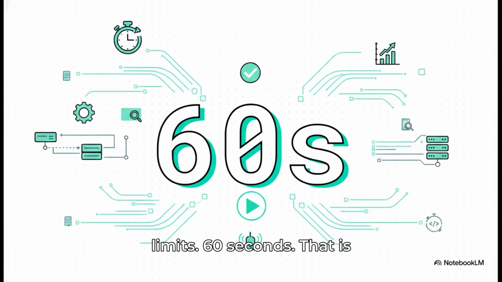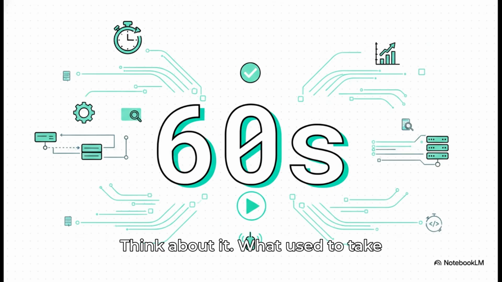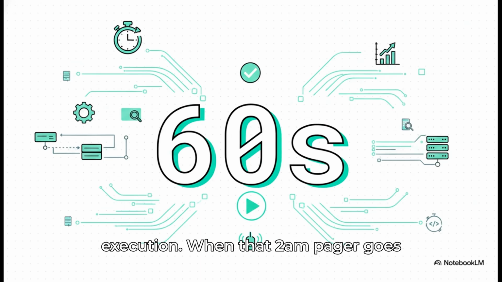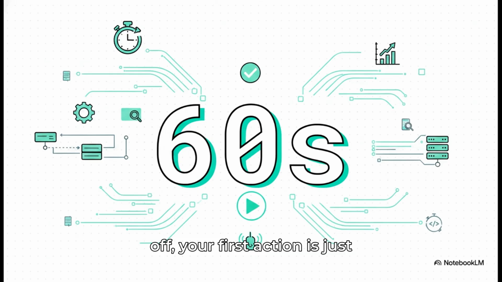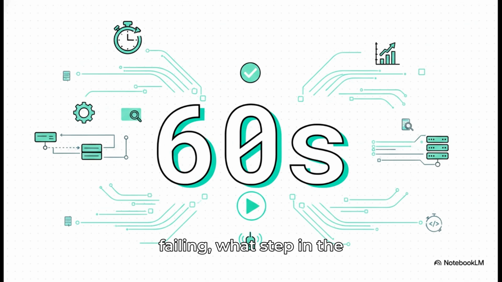60 seconds. That is the immense efficiency gained here. Think about it. What used to take panicked minutes of manual clicking, copy-pasting, and squinting at cryptic error logs now takes under a minute of automated execution. When that 2 a.m. pager goes off, your first action is just running this exact suite. Within 60 seconds, you know exactly which microservice is failing, what step in the workflow is broken, or, hey, maybe the system has already fully recovered.